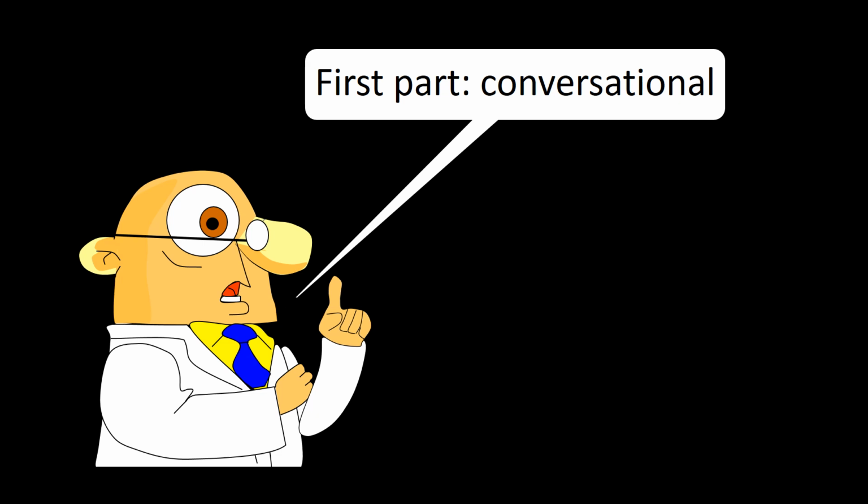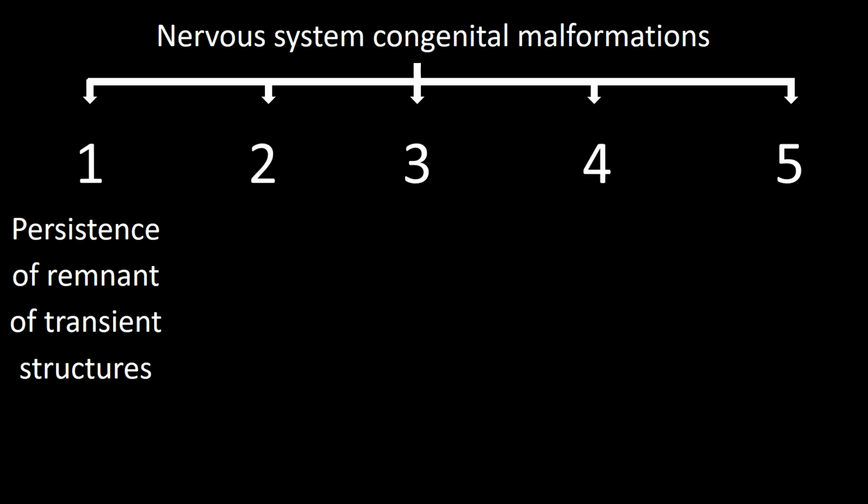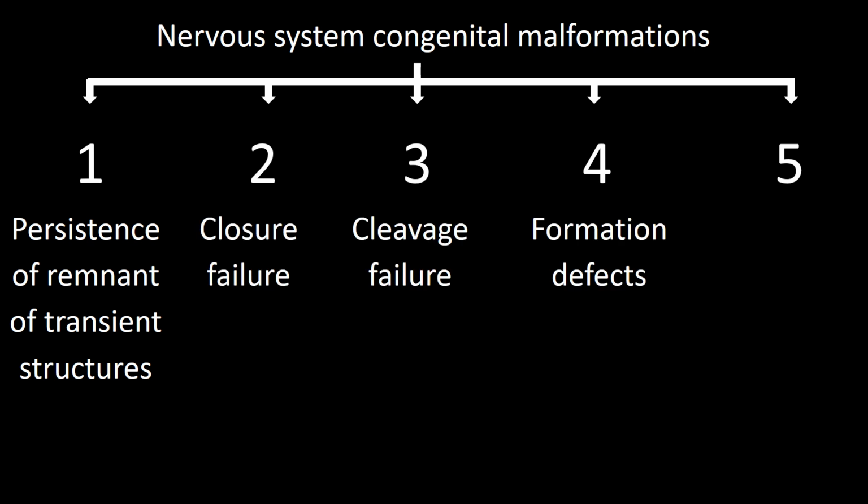We will first use a conversational format to talk about the classification of nervous system congenital malformation. There are many classifications that attempt to organize nervous system congenital malformations, but I have not found one completely satisfactory. In this talk, I will use the one I have found most useful. Nervous system congenital malformations can be divided in 5 major types: persistence of remnants of transient structures, closure failure, cleavage failure, formation defects, and histogenesis errors.